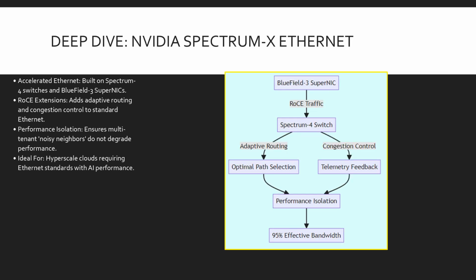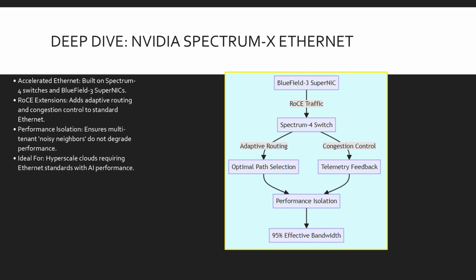Moving to NVIDIA Spectrum-X, this platform enables Ethernet to perform like a supercomputer network. It combines the Spectrum-4 switch with the BlueField-3 Super NIC to overcome traditional Ethernet limitations. Standard Ethernet creates noisy neighbor problems where one workload slows down others. Spectrum-X solves this with performance isolation and RoCE (RDMA over Converged Ethernet) extensions. It enables adaptive routing on a per-packet basis, ensuring high bandwidth utilization without the packet loss or latency spikes typical of commodity Ethernet.